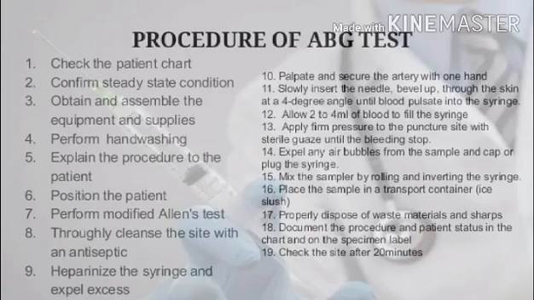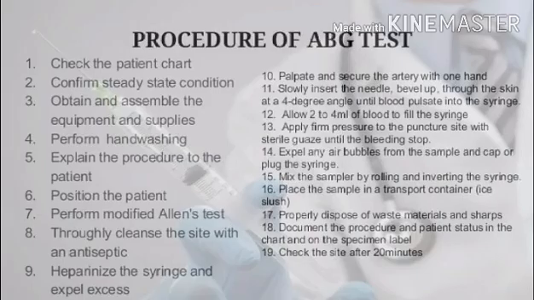Number 8. Thoroughly cleanse the site with an antiseptic. Number 9. Heparinize the syringe and expel excess. Number 10. Palpate and secure the artery with one hand. Number 11. Slowly insert the needle, bevel up, through the skin at a 45 degree angle until blood pulsates into the syringe. Number 12. Allow 4 ml of blood to fill the syringe.